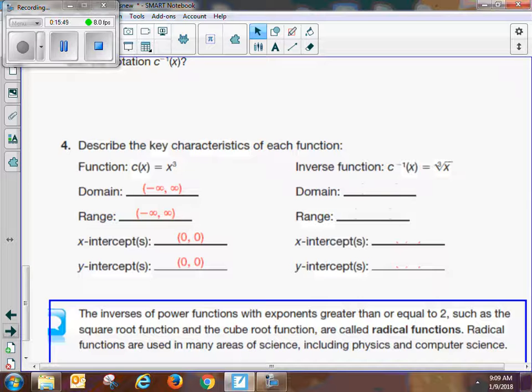From the visual that I just had up there, now let's talk about the cube root of x. Didn't it go to the right and left forever? Slowly went up, slowly went down. The intercepts? 0, 0. Good.